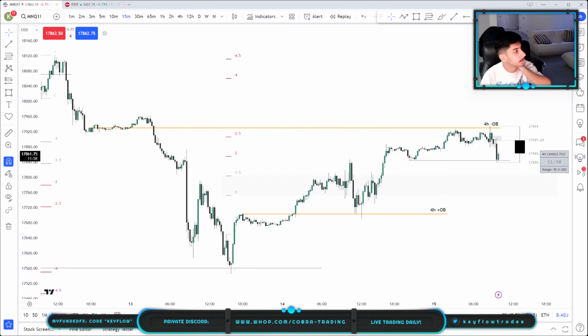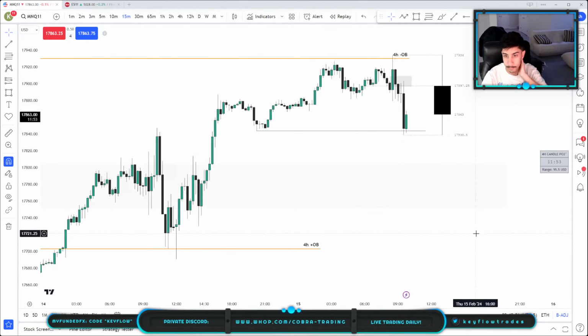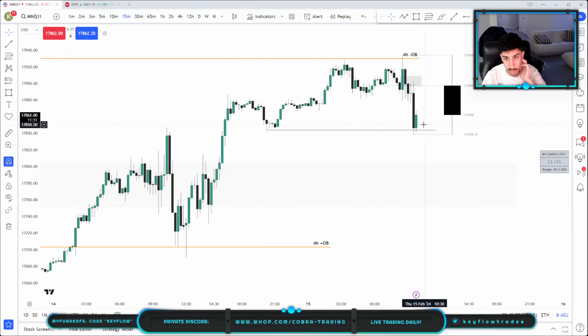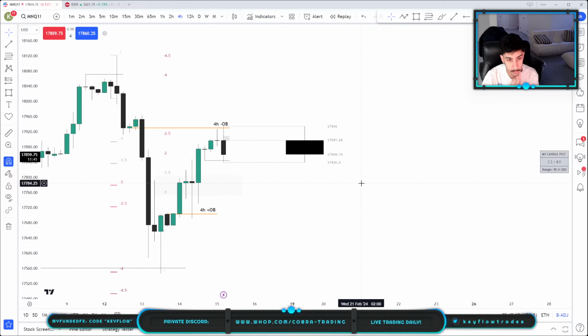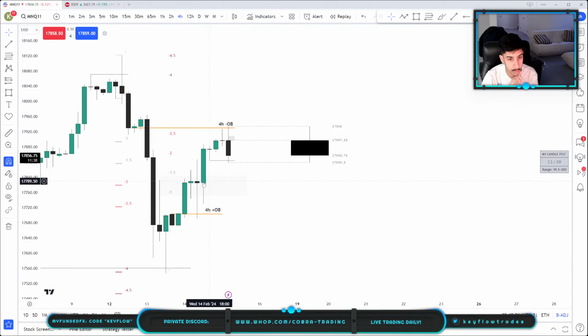So let's see how this works out. I still want this to go a little lower, by the way, this candle. I definitely would want it to go a little lower. But yeah, we'll see. Between here, we also have this 4 hour bullish order block as well. It's a low probability order block, but it is there. So keep that in mind.